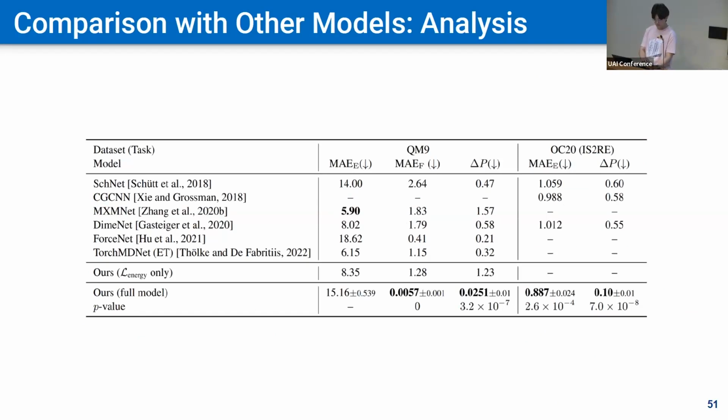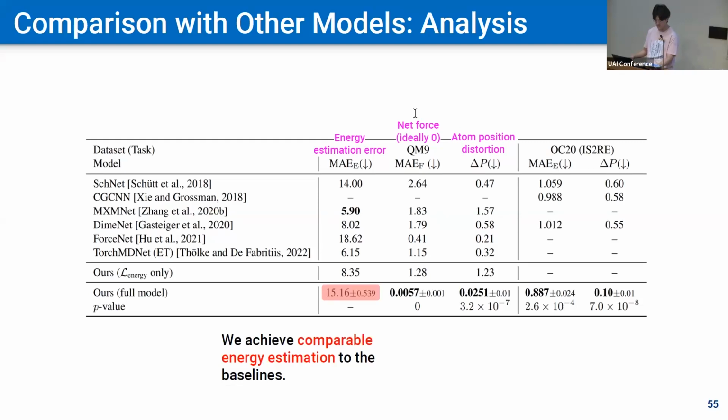So here we benchmarked our model on the QM9 and OC20 datasets. The QM9 dataset consists of only stable molecules, while the OC20 consists of both stable and unstable structures. Here we evaluated our model with three metrics. First is the energy MAE, which measures the estimation error of the total energy. Second, force MAE quantifies the estimation error of the force, and this should be 0 for the stable molecules in the QM9 dataset. Lastly, we use our new metric, delta P, the position distortion.